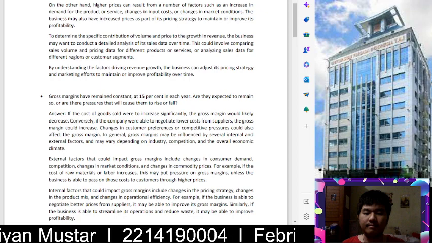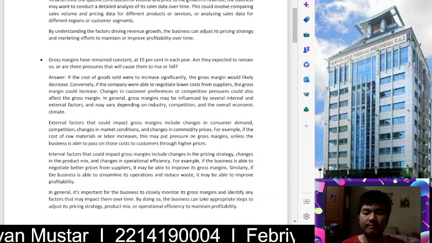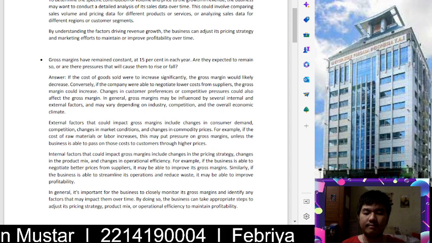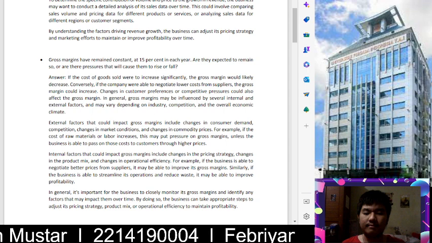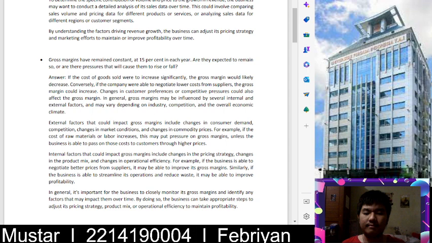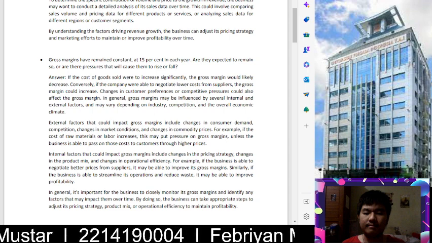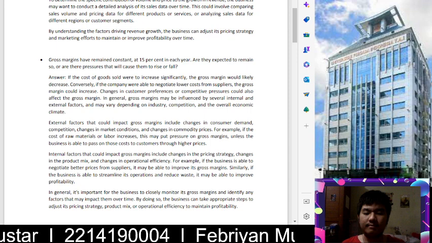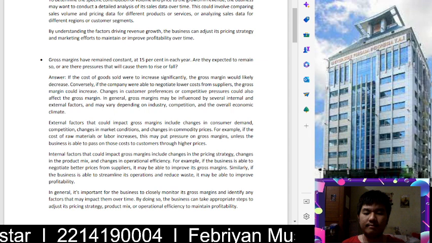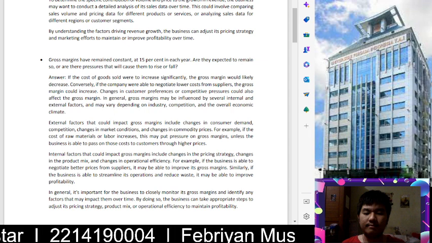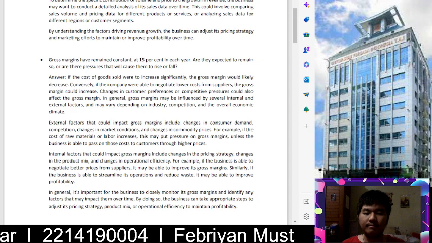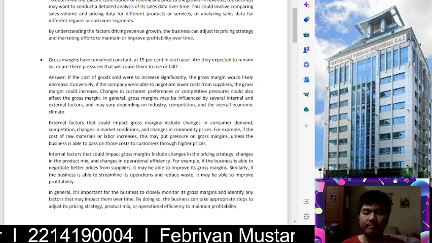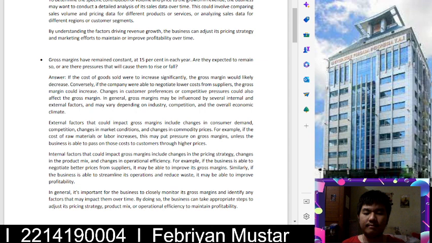External factors that could impact gross margin include changes in customer demand, competition, changes in market conditions, and changes in commodity prices. For example, if the cost of raw materials or labor increases, this may put pressure on gross margin, unless the business is able to pass on those costs to customers through higher prices.